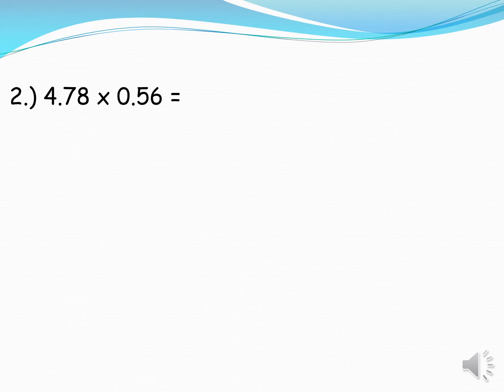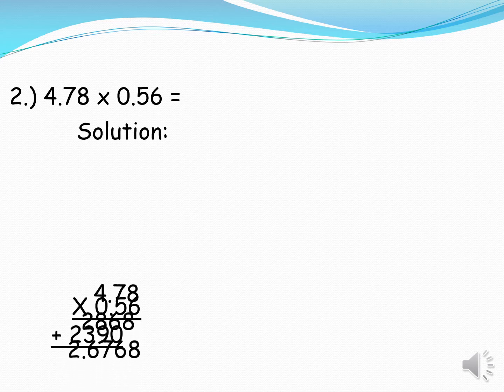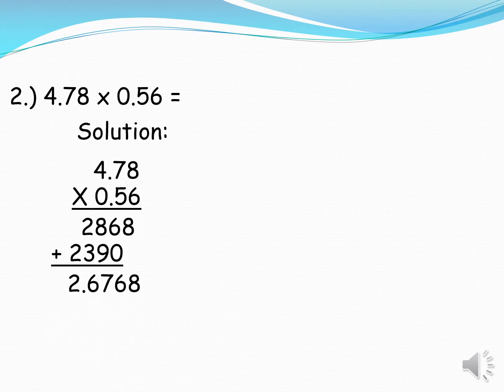Number 2, 4 and 78 hundredths times 56 hundredths. Solution: we have 4 and 78 hundredths times 56 hundredths. From the right side again, start with our second factor, digit 6. 6 times 8 is equal to 48. Bring down 8, regroup 4. 6 times 7 is equal to 42 plus 4 is equal to 46. Bring down 6, regroup 4. 6 times 4 is 24 plus 4 is equal to 28.